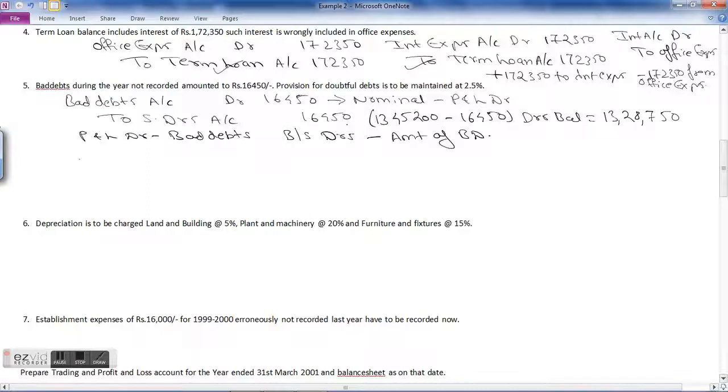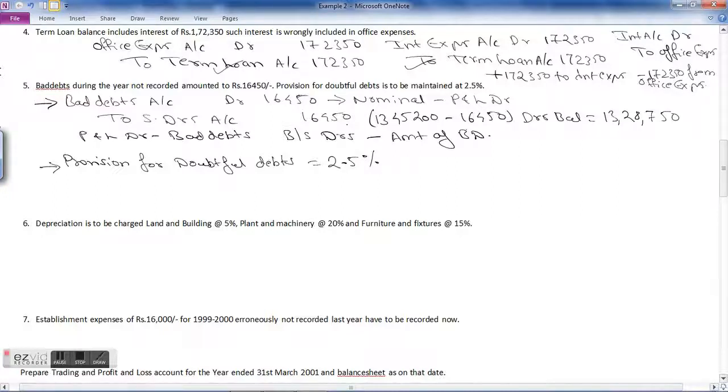Now provision for doubtful debts is to be maintained at 2.5. Okay, when you say 2.5, it is 2.5 of the debtors balance. Now this is the first adjustment, it has two parts. Second one: 2.5 of what? 2.5 of your balance of debtors. So the balance of the debtors has to be the net balance.